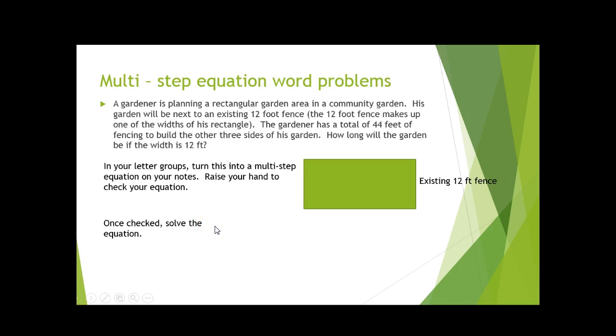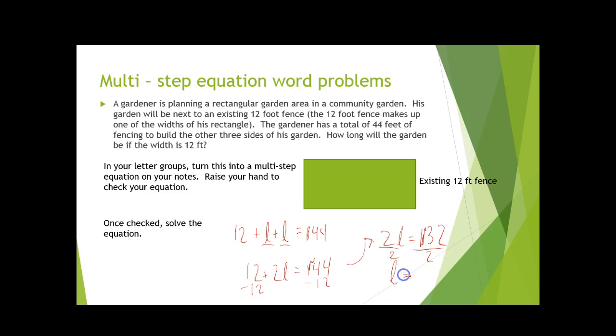So it's going to be 12 plus the length plus the length again equals 44. And then to solve this, we're going to combine like terms. And then we're going to solve. The length is 16.